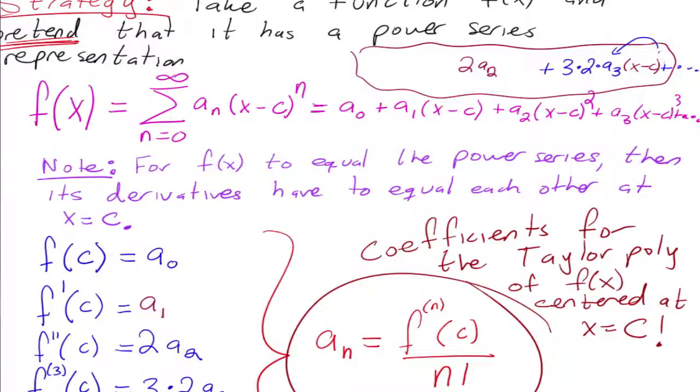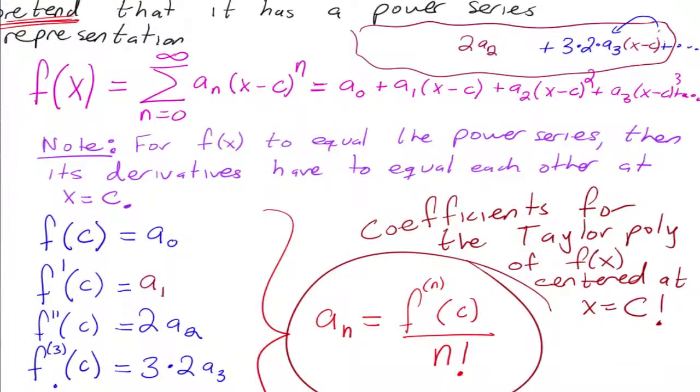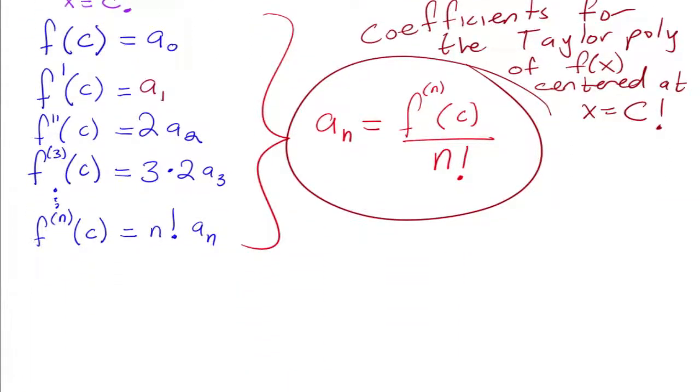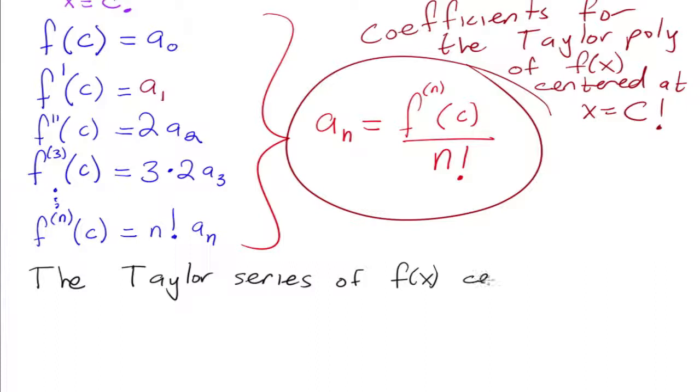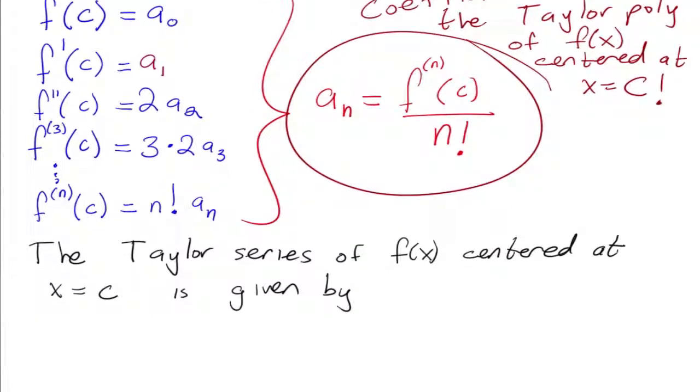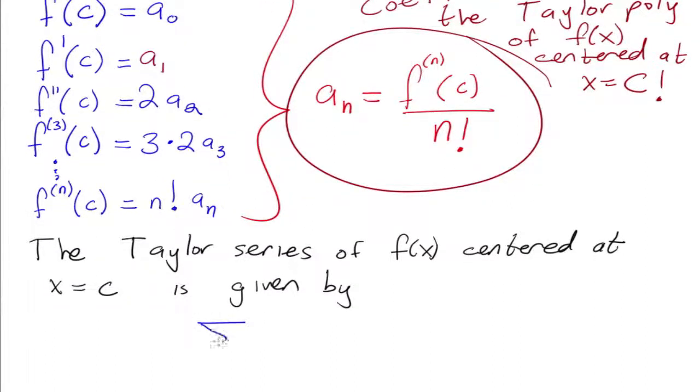So I need to calm down a little bit and write some things down. Okay, so let's write this down. The Taylor series of f of x centered at x equals c is given by the series n equals 0 to infinity of, now we don't write a sub n in general, we have the specific coefficients. The specific coefficients are f, the nth derivative evaluated at c over n factorial times x minus c to the n.